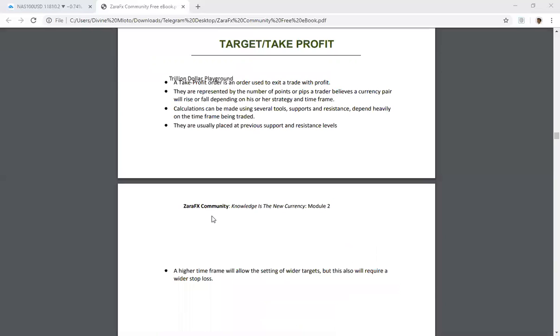So, take profits. A take profit is an order used to exit a trade with profit. They are represented by the number of points or pips a trader believes a currency pair will rise or fall, depending on his or her strategy and time frame. Calculations can be made using several tools, relying heavily on the time frames being traded. They are usually placed at previous support or resistance. Same thing, just on the winning side. A higher time frame will allow the setting of wider targets, but this will also require a wider stop loss.